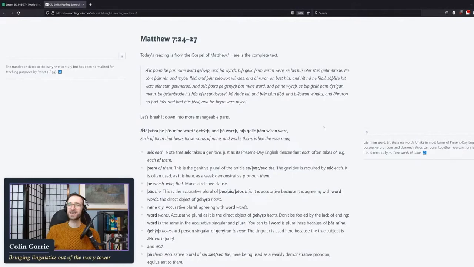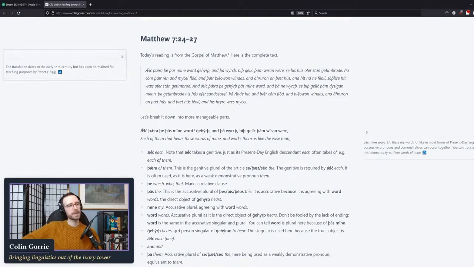Okay, so how are we going to break this down? Well, we're going to do it line by line. So let's take the first sentence: "Alt thara the thos mine word ye hirth." Let's just take that little chunk.